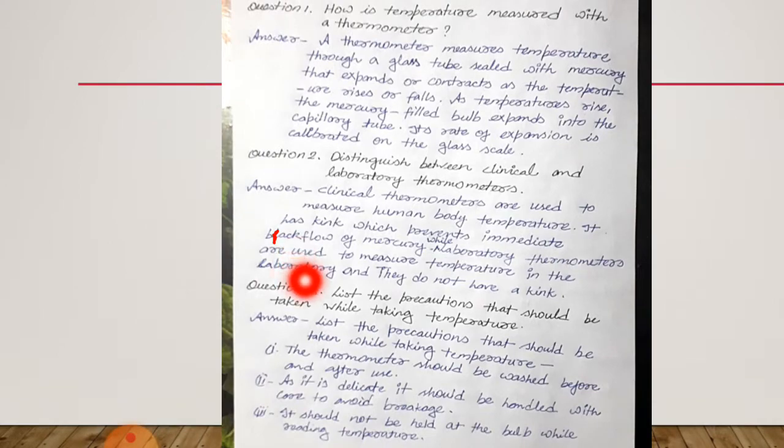Now question 3. List the precautions that should be taken while taking temperature. So its answer: First, the thermometer should be washed before and after use. Second, as it is delicate, it should be handled with care to avoid breakage. Third, it should not be held at the bulb while reading temperature.